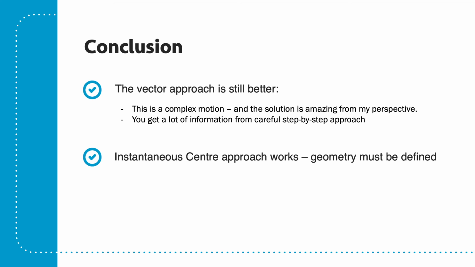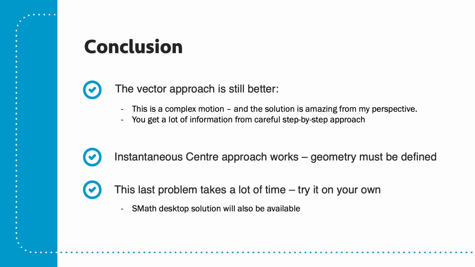The instantaneous center approach works, but really it's so much work. The geometry has to be carefully defined, and an error can creep into the calculations. And I find I make a lot of errors when I'm doing things like calculating these alphas, betas, and gammas that I defined here. The last problem takes a lot of time, and I do kind of encourage you, if you have the time, to try it on your own. There is enough in the presentation to give you that.